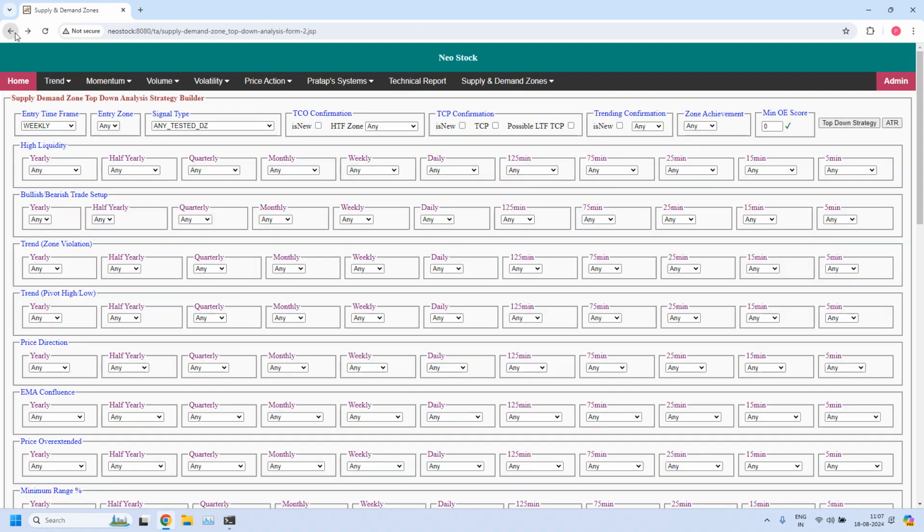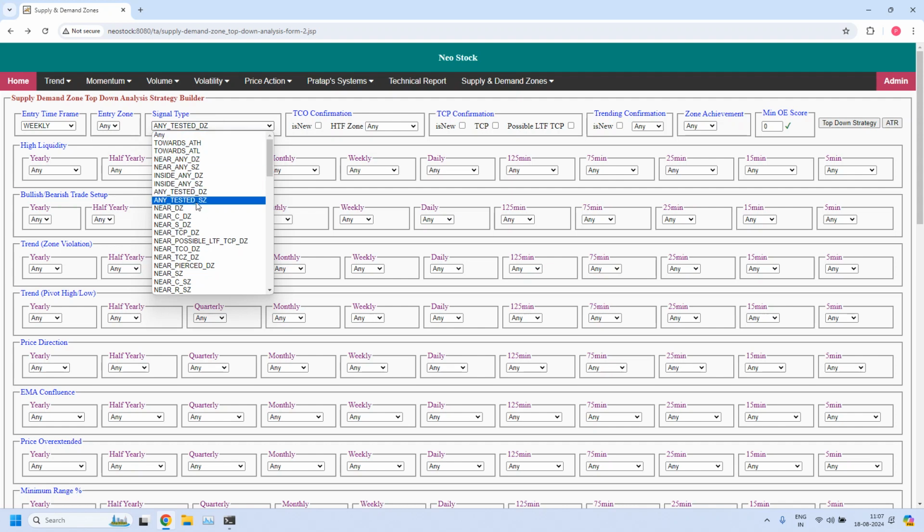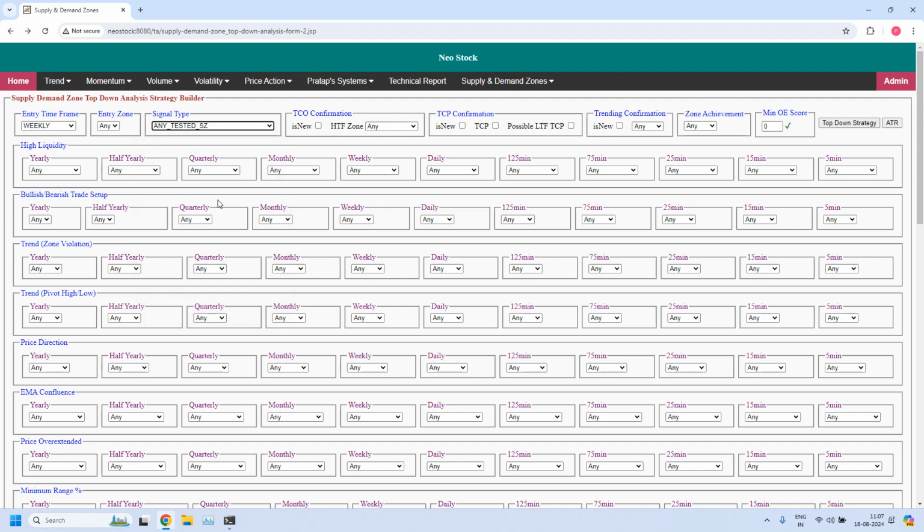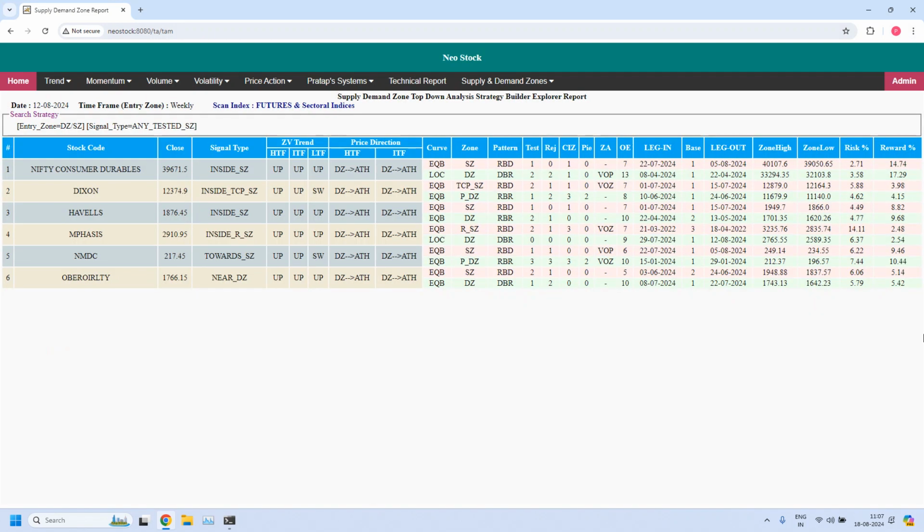In the next report for the weekly time frame, let us find the stocks having weekly supply zones tested during this week. So all these 6 stocks have weekly supply zones tested during this week.